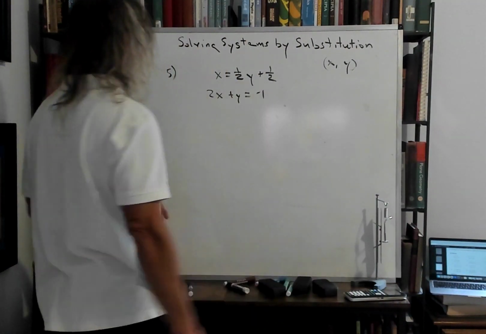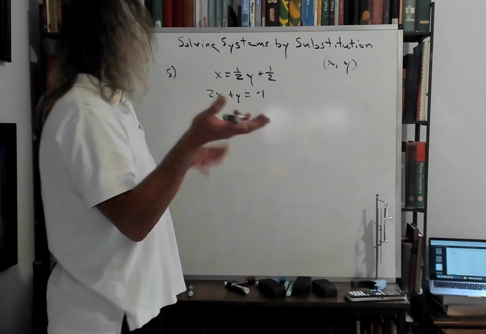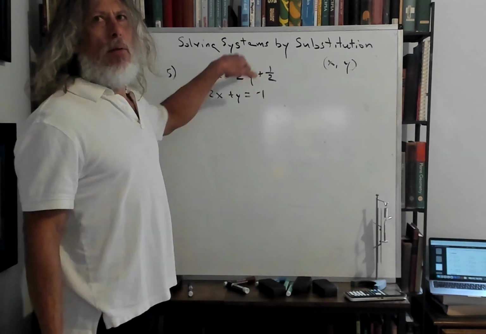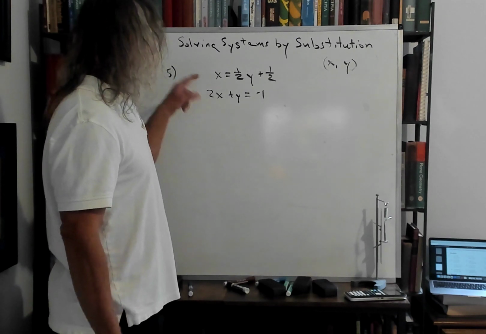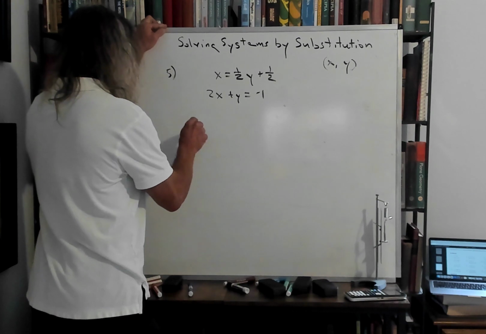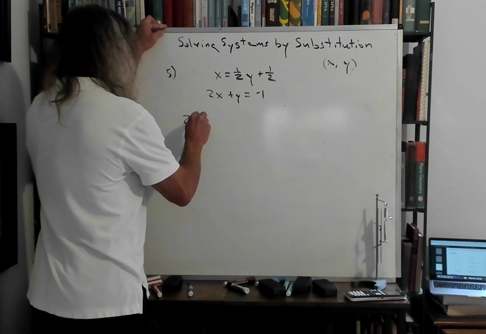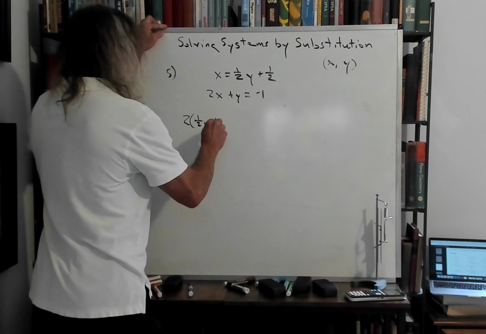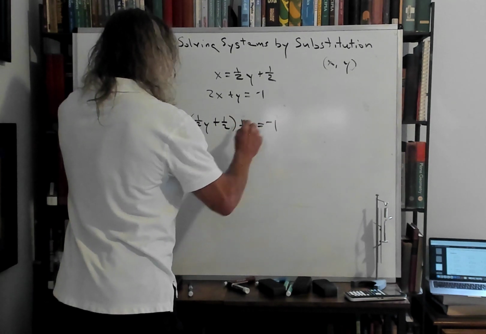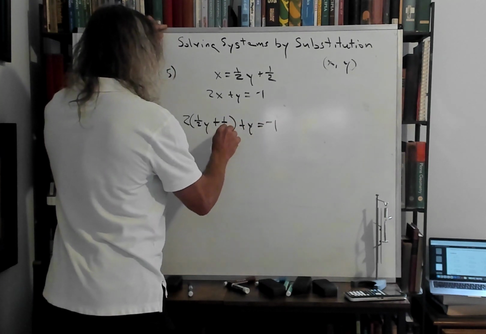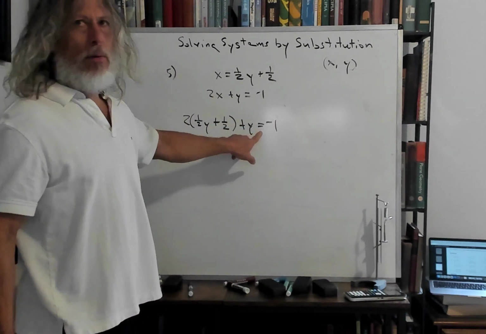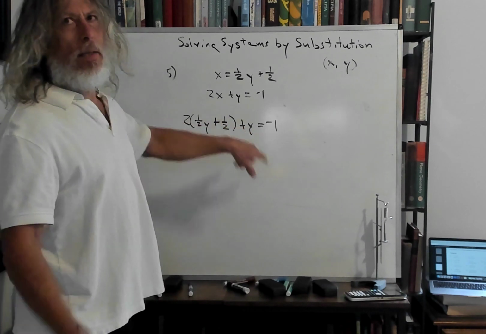So substitution. We put one thing in place of another. X is this. So we get all this stuff and put it in place of the x. So 2 times 1/2 y plus 1/2, plus y is -1. So now, notice one equation, one equal sign, with only the letter y in it, so we can solve.